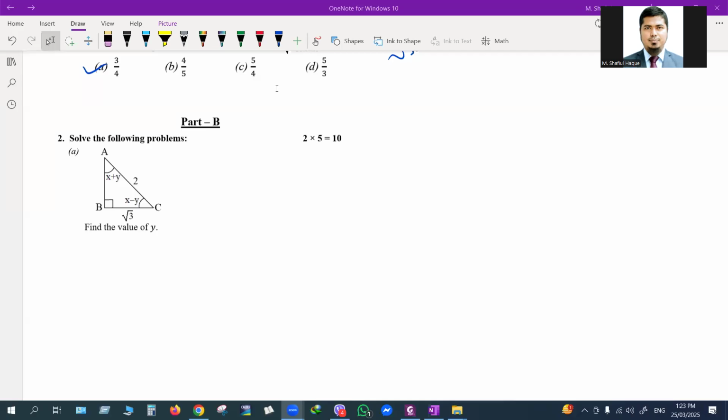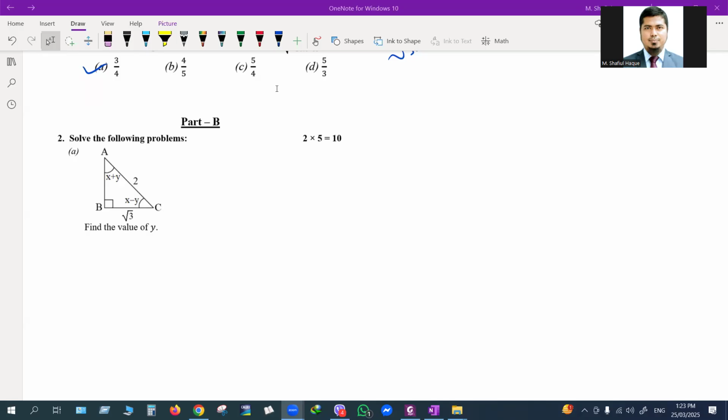Part B, question number 1. You need to find out the value of y. This figure is given. So from this, we need to find out the value of y. From the figure, you can see that this is the hypotenuse, this is the adjacent for x minus y, and this is the opposite for x plus y.